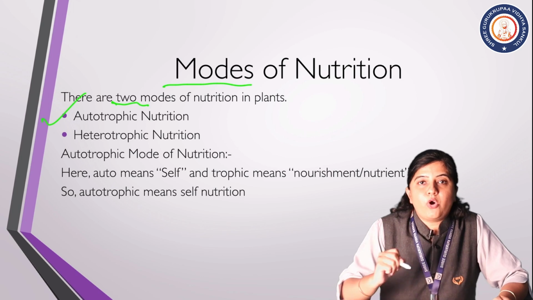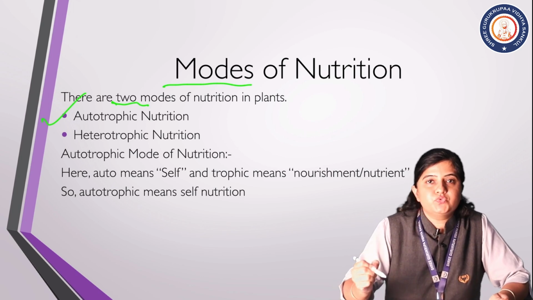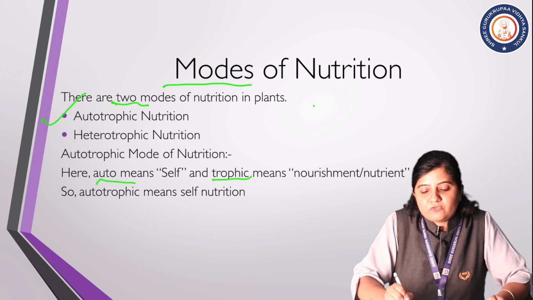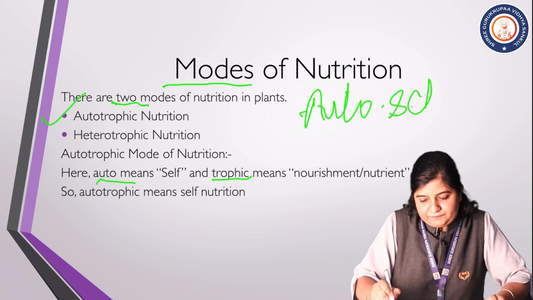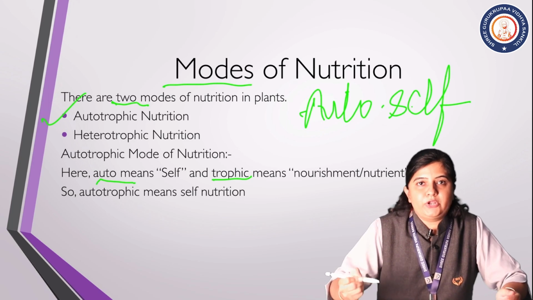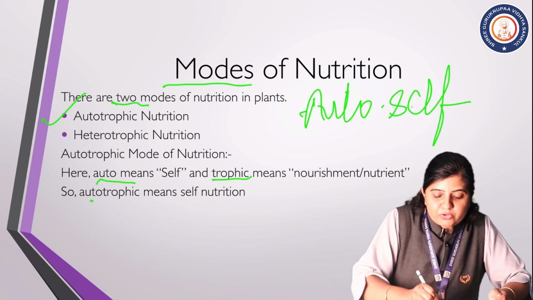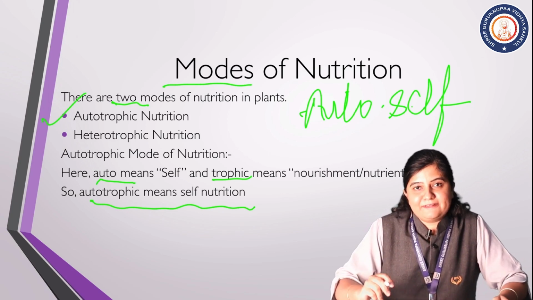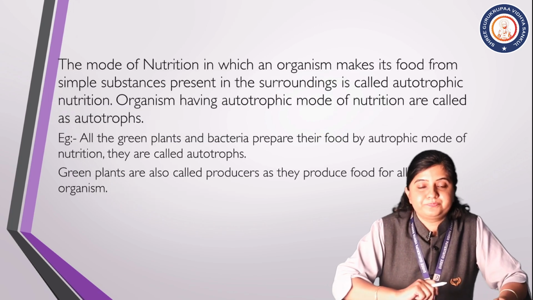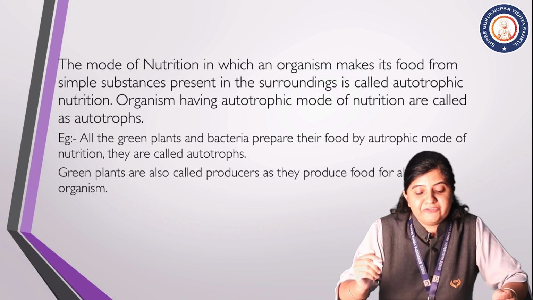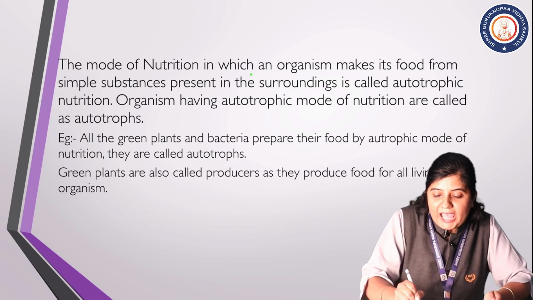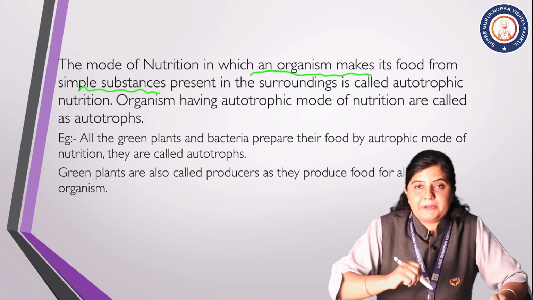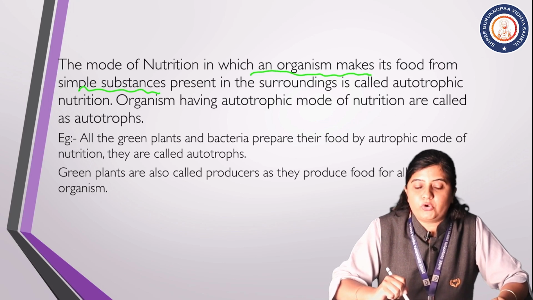Autotrophic mode of nutrition. The word autotrophic actually comes from two words: auto and trophic. Auto means self and trophic means nourishment or nutrient. So autotrophic actually means self-nutrient. Those organisms which make their food by themselves are known as autotrophic. If we want to define it, it is the mode of nutrition in which an organism makes its food itself from the simple substances present in its surroundings.